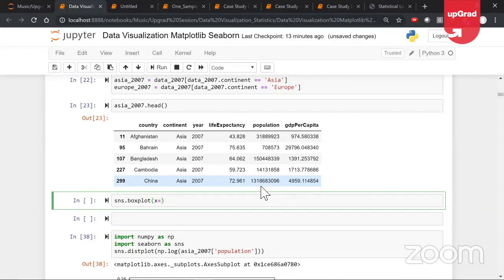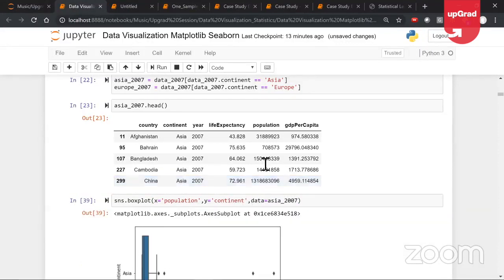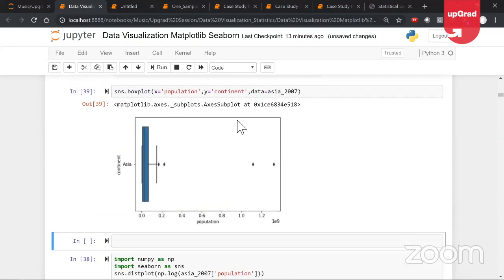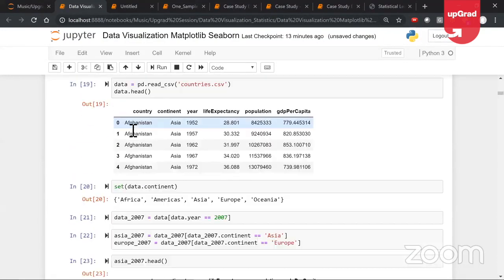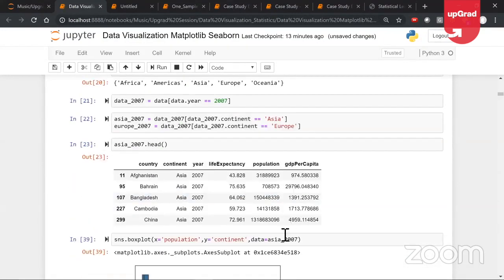So what is a bivariate box plot? Let me show you. The X-axis could be, let's say, my population. Let's say the Y-axis is my continent. And I can have a data column, and data could be Asia 2007. Okay, there goes my continent. And I can have an SNS box plot. This is only Asia, sorry. Let me just put it for the whole world. Where is my data? I'll just put data equal to data. Don't worry about this.